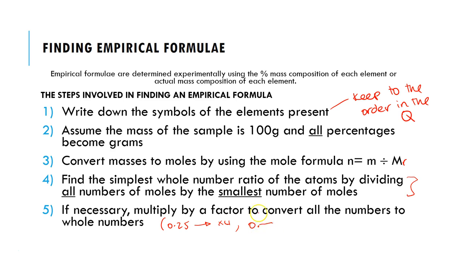So 0.333, which is 1/3. Okay, we're going to multiply by 3. So this is essentially 1/4. This is 1/3. And of course that should be getting you to think, oh, if I see a half, I want to multiply by 2.